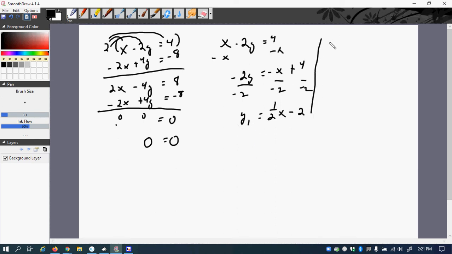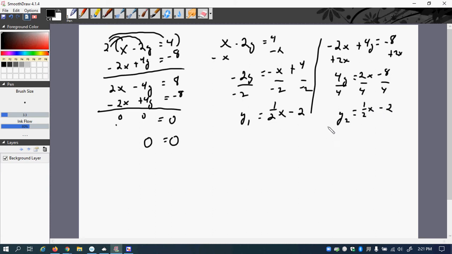Now my second one is negative 2x plus 4y equal to negative 8. I'm going to add 2x to both sides. So I get 4y equal to 2x plus, nope, not plus, it's minus. So minus 8. I'm going to divide everything by 4 to get rid of the 4. So y is equal to 1/2 x minus 2.